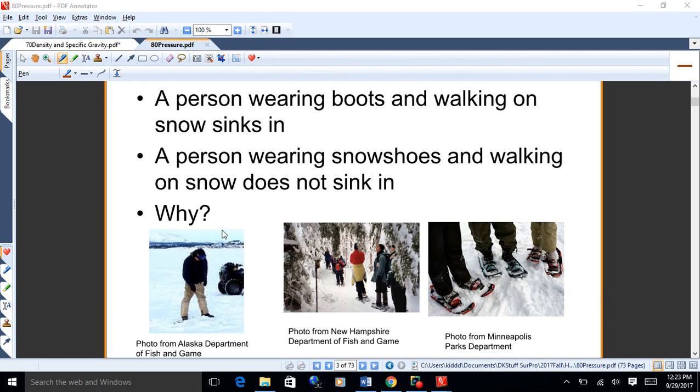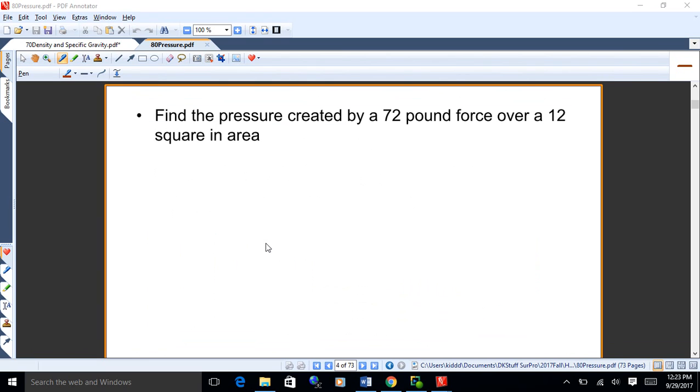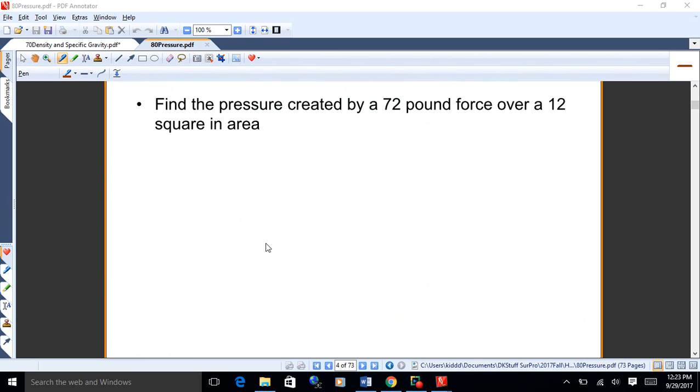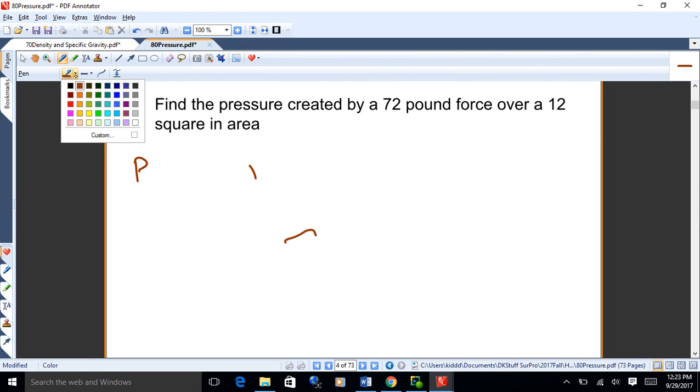So that's the difference between force and pressure. Your weight is a force. It's just how hard you're being pushed down. But pressure is the force divided by the area. So that's why people wear snowshoes or cross-country skis, because it spreads the weight out. That's the idea of pressure. All right, so if you've got a 72-pound force over 12 square inches, it's pretty straightforward. You just take the force divided by the area, and you get PSI.